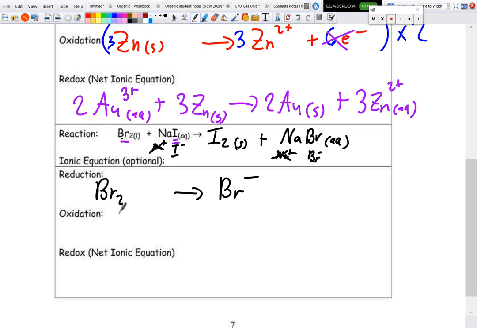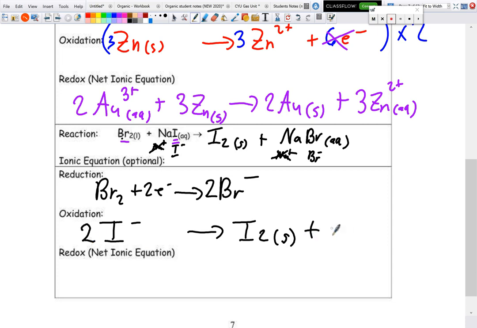Now we do need to be careful because we have Br2 and Br minus, 2 bromines in 1, so we need to stick a 2 in front here. Our total charge is 0 on our reactant side. Over here we have a negative 2, so it's 2 electrons in total. That means our oxidation is going to be our iodide, I minus, going to I2 solid. Same thing, we have 2 iodines but only 1, so we need to stick a 2 in front here, and to balance the charge we get 2 electrons there. We're fortunate enough that we don't need to multiply anything, because we have 2 electrons and 2 electrons, so they're just going to cancel out.